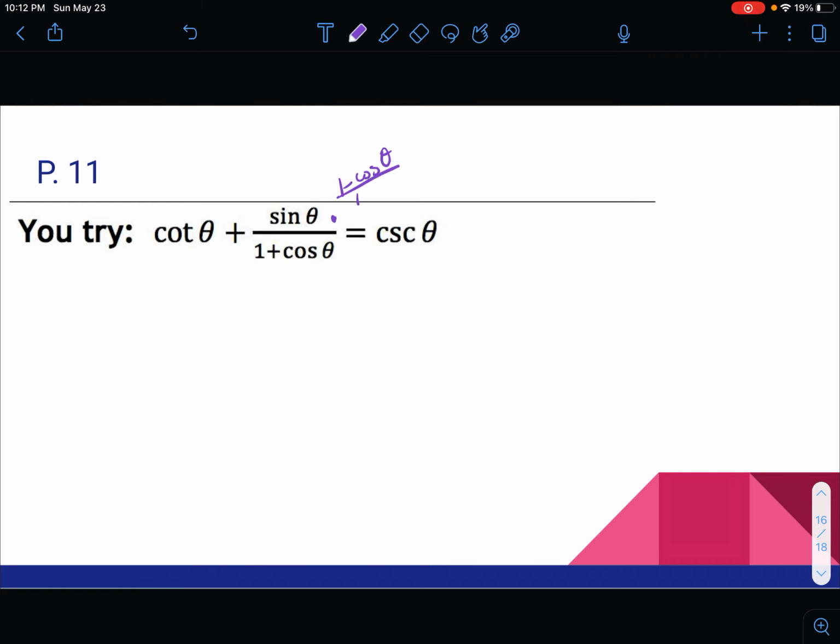So that's going to be cotangent theta plus sine theta times 1 minus cosine theta all over 1 minus cosine squared theta. Again, when you multiply that out, the two terms will cancel, and you could certainly do that on an area model. Okay, so this is multiply by 1.